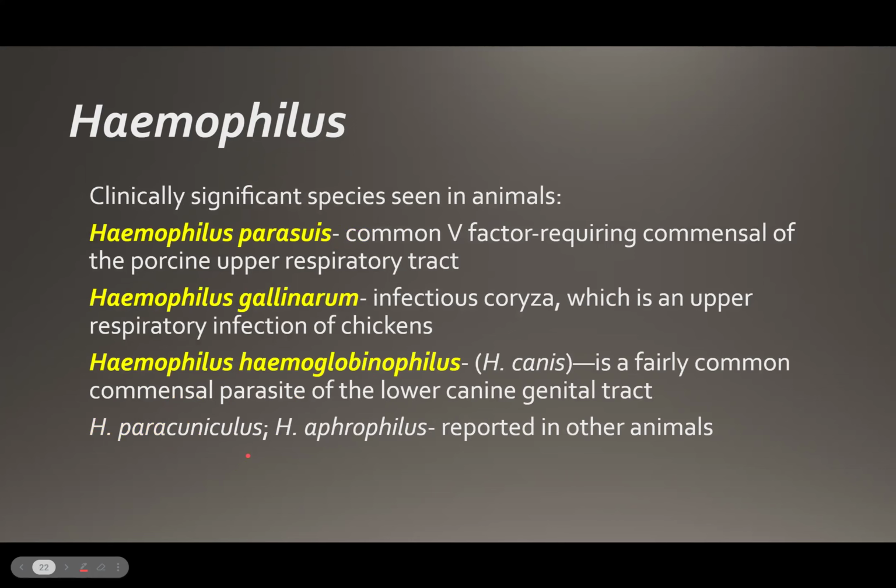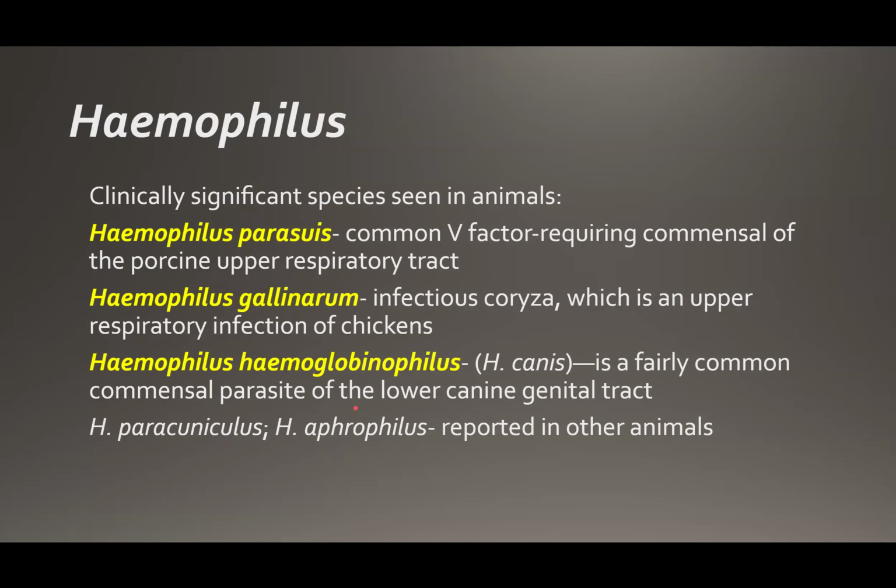But that's in humans. These are the ones that are important in animals. Most important are parasuis and gallinarum. Parasuis is a commensal of the porcine upper respiratory tract, but it does cause secondary bacterial infections when there is viral disease. So Haemophilus parasuis is considered to contribute to porcine respiratory disease complex. And then we have Haemophilus gallinarum. This is in birds. It causes infectious coryza, and the disease is an upper respiratory tract infection.